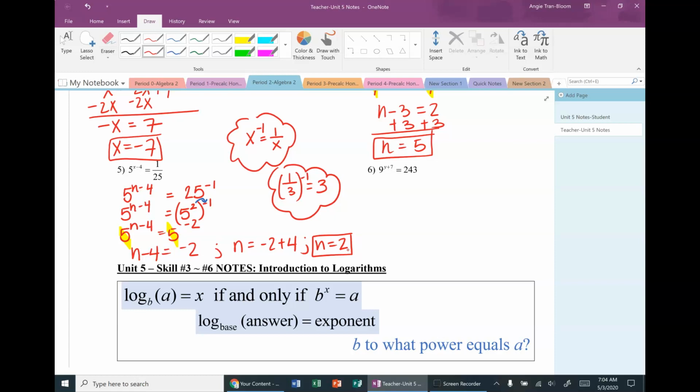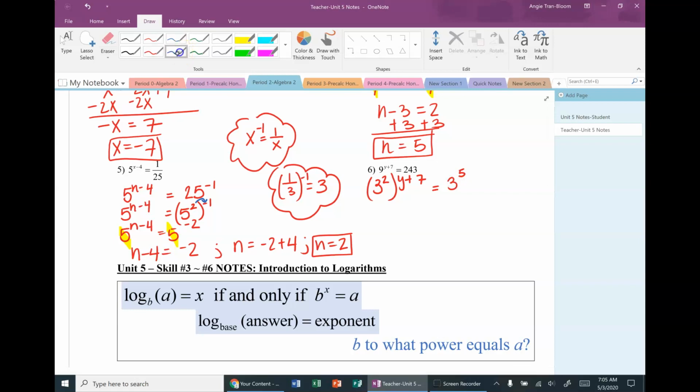Well, 9 is definitely not a prime number. We want to rewrite 9 as 3 times 3. That's 3 times 3 times 3 times 3, right? But 3 times 3, we want to write it as a power. So that way we can multiply it by the y plus 7 later. Well, 243, well, that's a serious number. Well, 243 is technically 3 to the 5th.